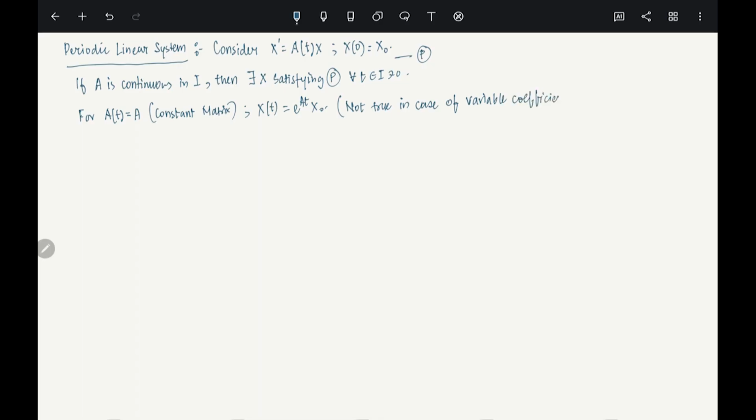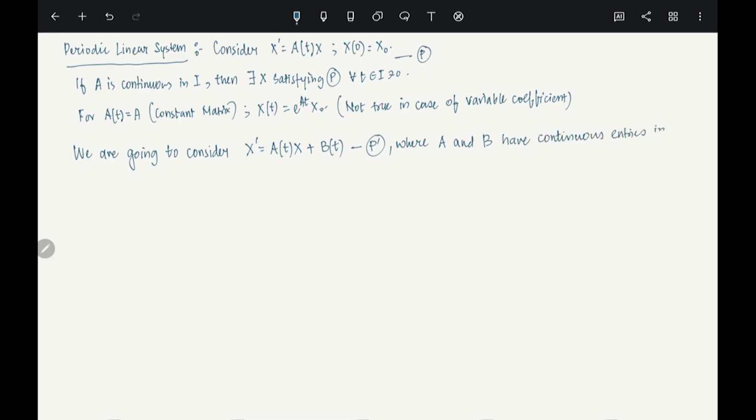But can we say something more if we have a variable coefficient problem? That's the question. For this video, we are going to consider a much more general problem: x prime equals A of t x plus b of t, where A of t is a variable coefficient n cross n matrix. Let's call this problem P prime, where we assume that A and B have continuous entries in some interval I. So all the entries are continuous.